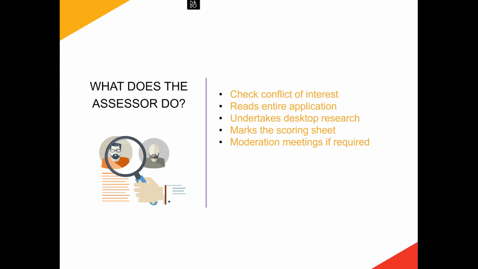So as an assessor, and there's a whole range of assessors for Ignite, they generally check their conflict of interest straight up to make sure that there's no conflict with them doing that assessment. They read the entire application. Often they'll undertake a little bit of desktop research. That really depends on how much they know about the subject area. They will do marking on a scoring sheet. And that's an important thing to keep in the back of your mind, that this is, again, a bit like a job application. You're competing against others. The whole role of the assessor is essentially to give you a mark.